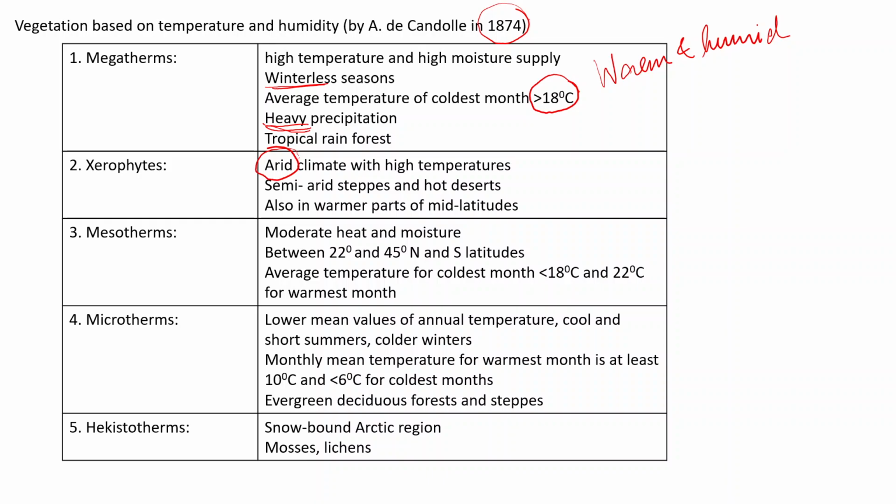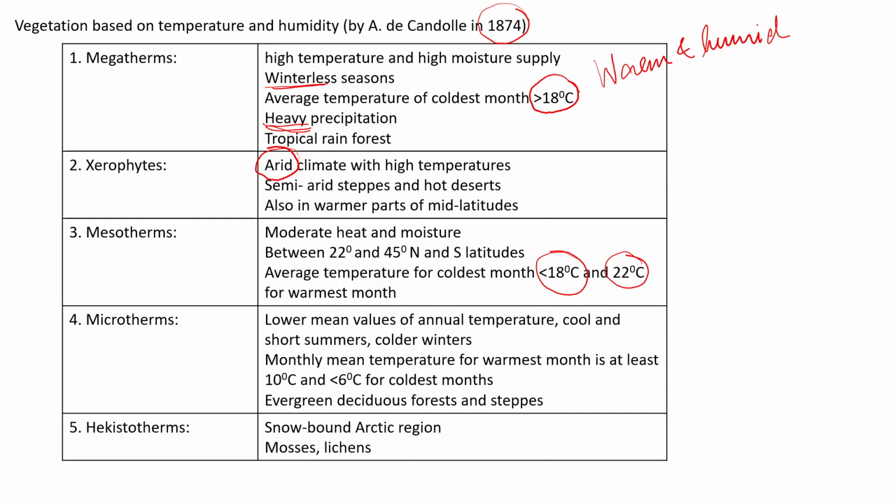Next is the mesotherms. They require moderate heat and moisture, and normally they are the subtropical latitudes between 22 and 45 degrees north and south. So here they have moderate heat, moderate moisture. Average temperature for the coldest month is less than 18 degrees Celsius, while the warmest month is approximately 22 degrees Celsius.